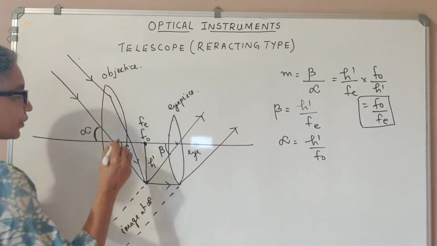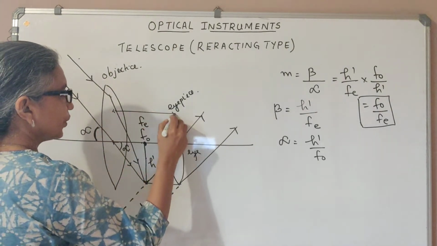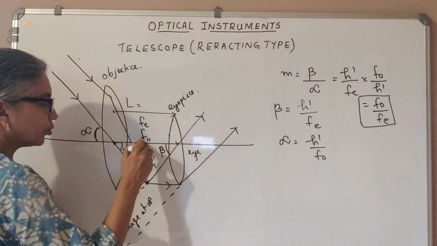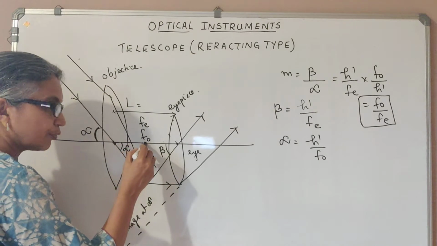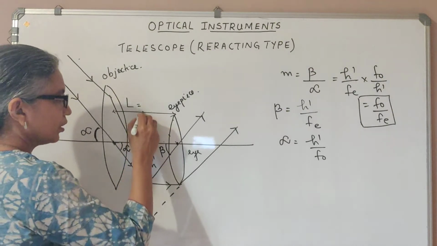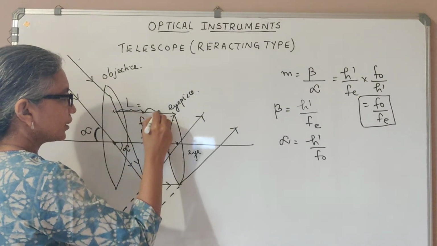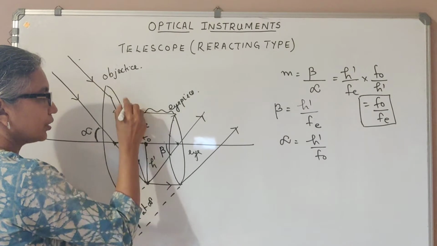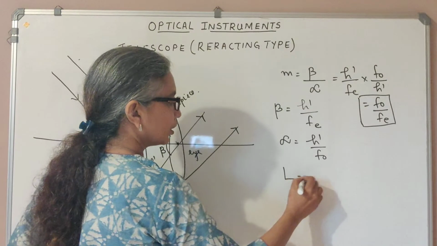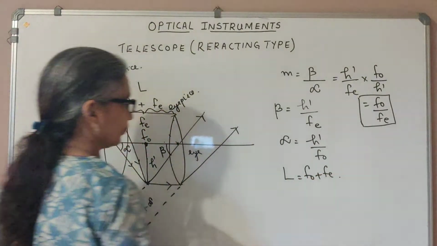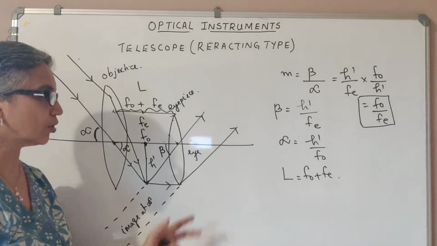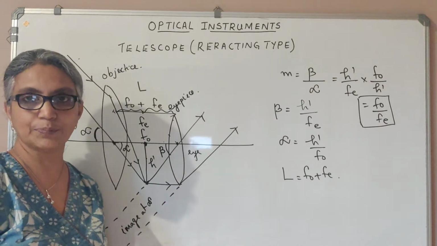Now here, between this lens and this lens, we call it the length of the telescope tube, right? From here to here is the focal length of the objective. From here till here it is the focal length of the eyepiece. So this distance Fo plus this distance Fe will give you the length of the telescope tube. Fo plus Fe will be the length of the telescope tube. Okay. So this is all you need to know in refracting type of telescope.